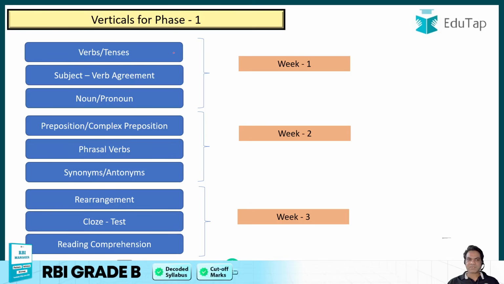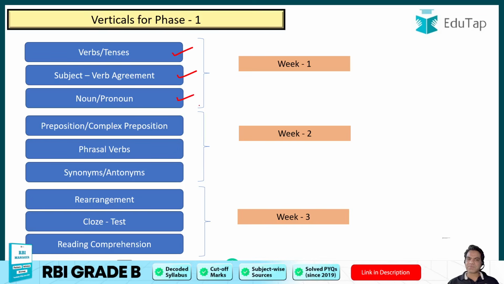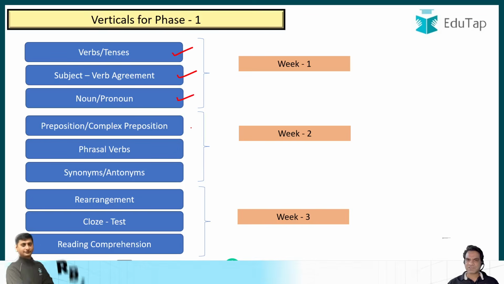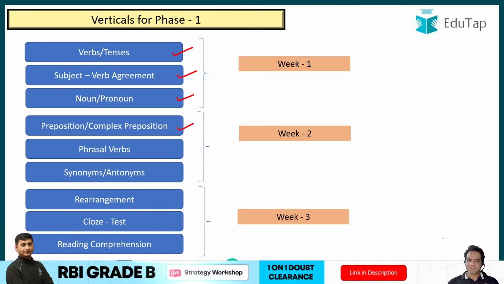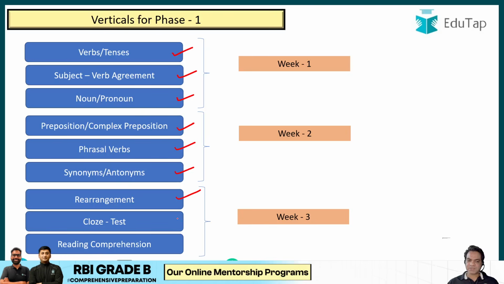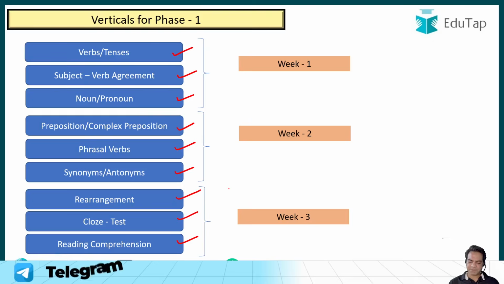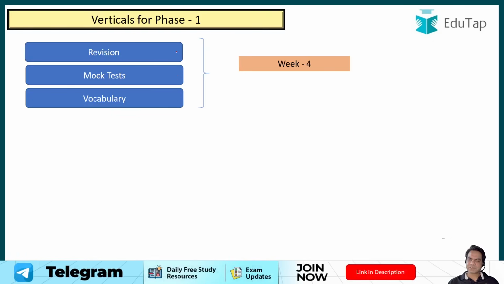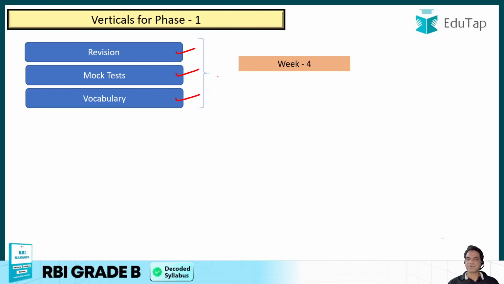In week 1, start with verbs and tenses, subject verb agreement, and cover nouns and pronouns. You can cover these 3 chapters in the first week. Second week, preposition, complex preposition, phrasal verbs, and synonyms antonyms. A little emphasis on vocabulary as well. Third week, focus on rearrangement, close test, reading comprehension. These are the biggest chunks of your paper. And week 4, revision of these topics, mock tests, and complete revision of your vocabulary.